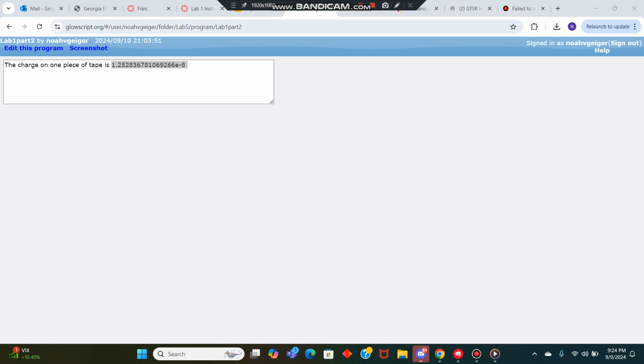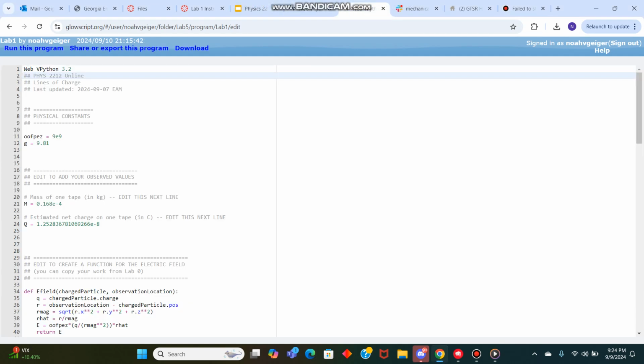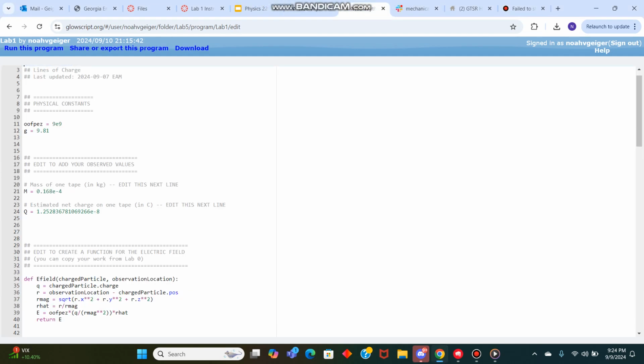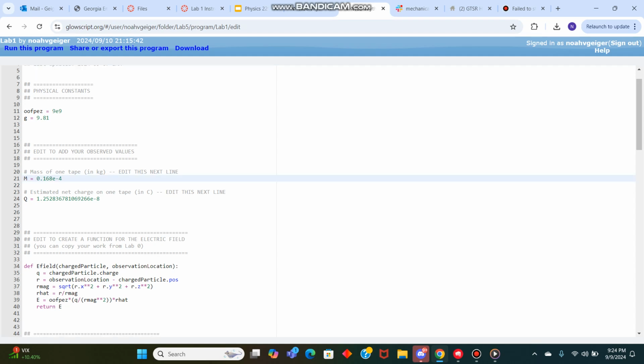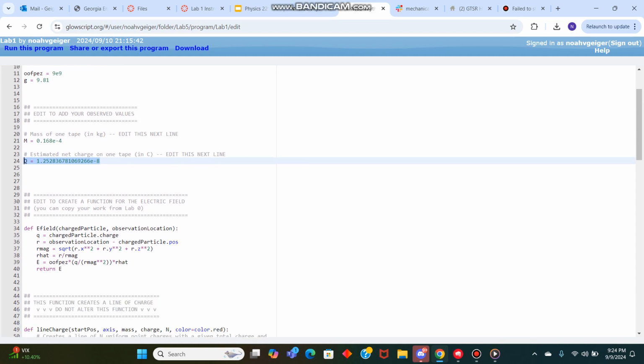We can then go to our second piece of code here. I believe this was provided to us. And we have our things that we edit here. So the two things that we're going to be editing is our mass, which we were able to calculate previously, and the second thing is the charge, which we found from the other code. We inputted our variables and it gave us what we needed.